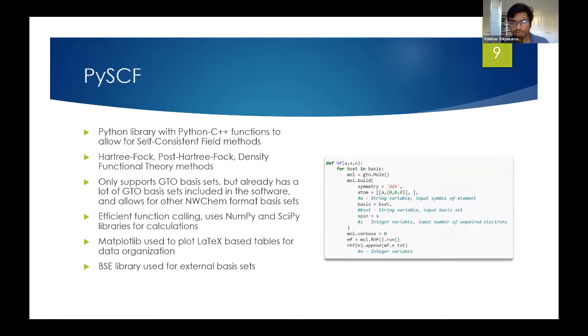We used a few other libraries. PySCF itself uses NumPy and SciPy for calculus calculations and scientific computing. For display of all of the data, we used matplotlib, which we used to actually get out tables in LaTeX format, the math publishing script. And then we also used something called the Basis Set Exchange library. That's basically a repository of an entire range of more than hundreds of basis sets for all of the atoms available. We could just call upon data from that database, so we could use it for PySCF calculations.